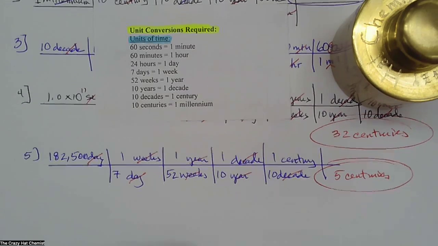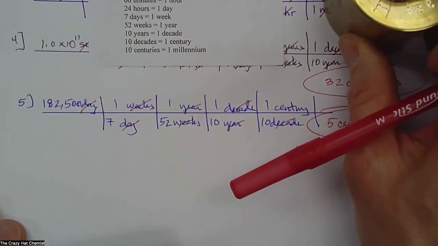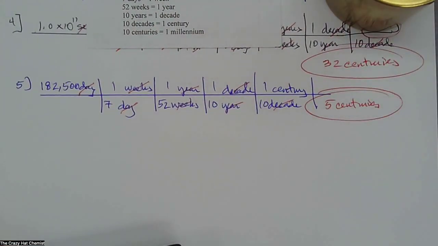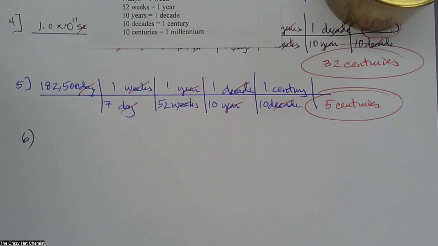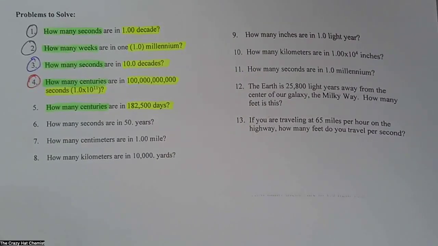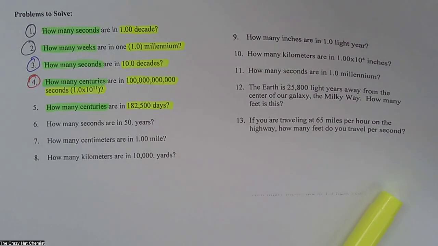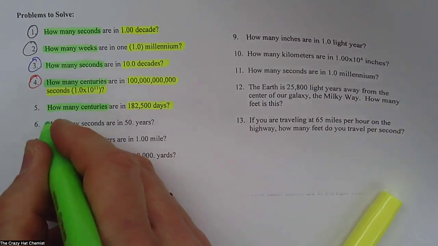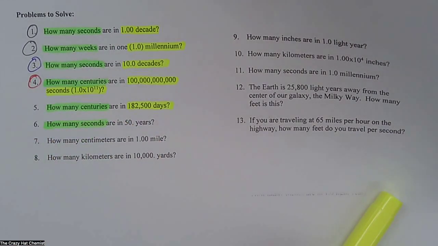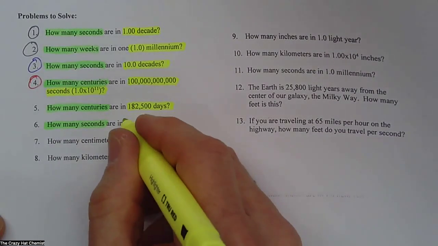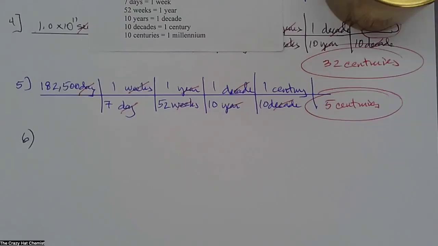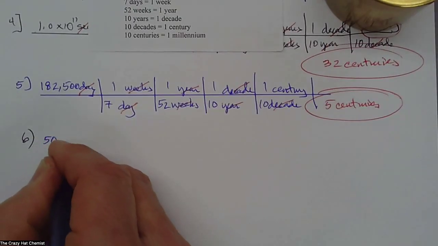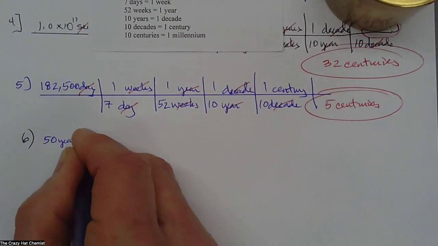Sweet. I'm going to slide this on up here so that we can do some more of these. Our next problem is number 6. I'm trying to do this rather quickly so that you can follow along at your own pace. It says, how many seconds are in 50 years? So I'm going to start off with that number and units, 50 years, and I'm going to end with seconds.